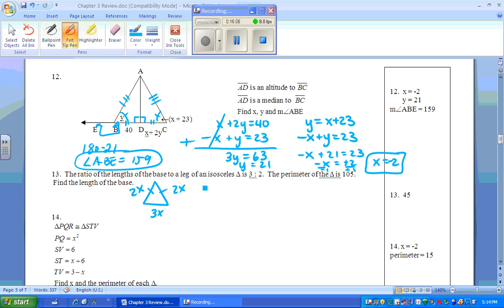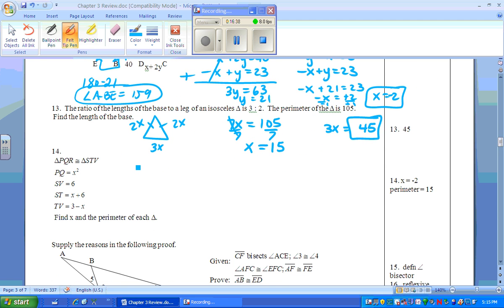3x, 4, 5, 6, 7. I got 7x is equal to the perimeter, which is 105. Solve for x, divide it. X ends up equaling 15. Find the length of the base. The base is 3x, so that equals 45.